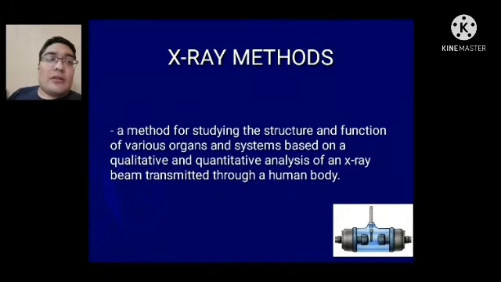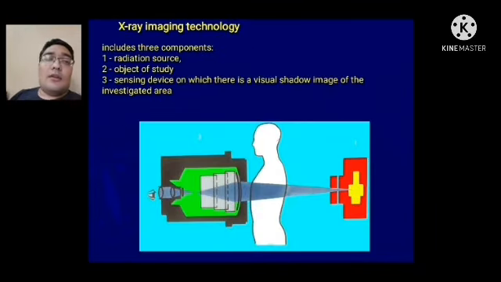X-ray methods. Methods of studying the structure and function of various organs. So you can pause and write down. All the methods of X-ray imaging use X-rays. So always we need at least three components. First, the producer of radiation. Second, the object of investigation, and third, the receiving part. The receiving part will be different in different X-ray methods, but the producing part will always be the same: the X-ray tube.